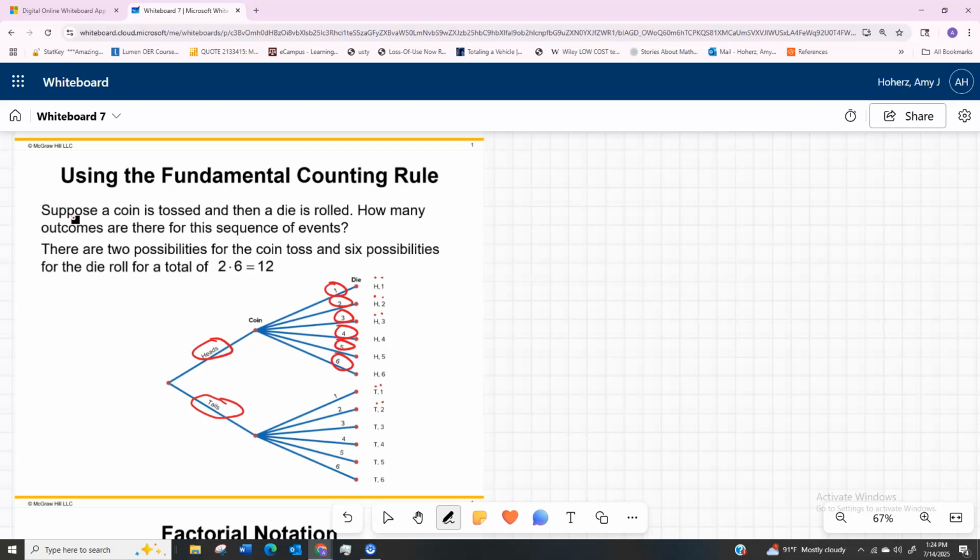So there's 2 ways to flip the coin. It's kind of like our 2 desserts, times 6 ways to roll the dice. So 2 ways to flip the coin. Each of those has 6 ways to match with it to roll the die. We get a total of 12 possible outcomes. For just flipping a coin and rolling a die, there's 12 different ways that could happen.